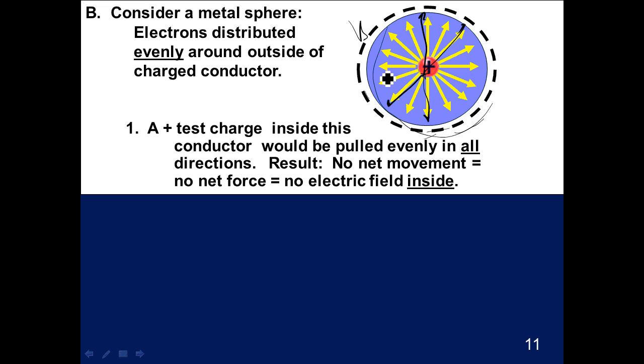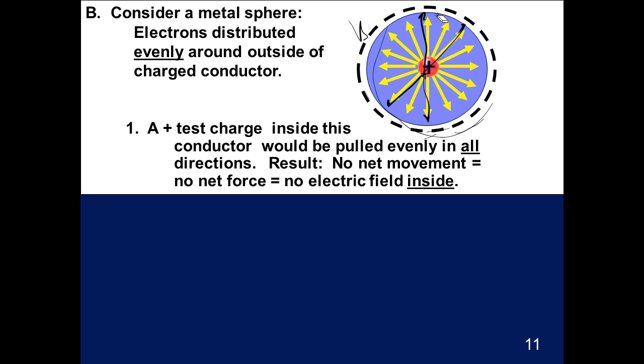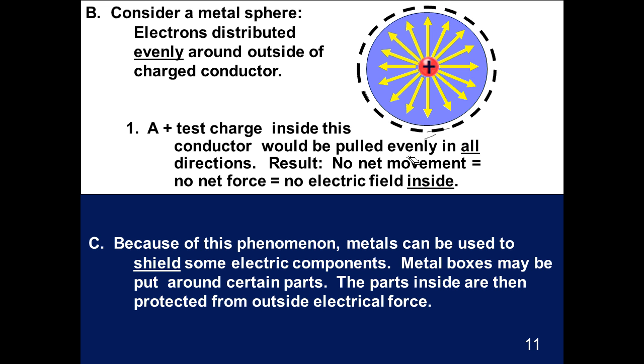A test charge inside this conductor would be pulled evenly in all directions, and so there's no net force, and so there's no electric field. We use this idea to shield electric components. We actually put them inside metal boxes. Inside the metal box, they're protected because there's no electric force field, so they're protected from all the electricity on the outside.